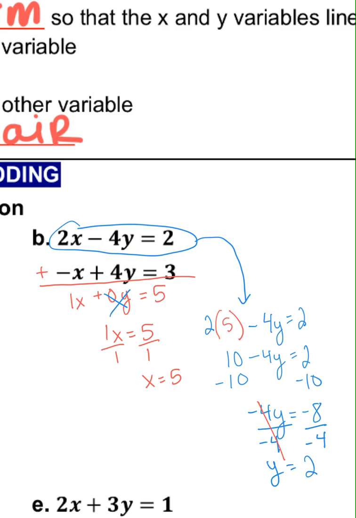Now we can't forget our final step. Our final step is to write our answer as an ordered pair. So our answer is always x comma y. Our x was 5, and then our y was 2. So 5 comma 2. And that is our answer, friends.